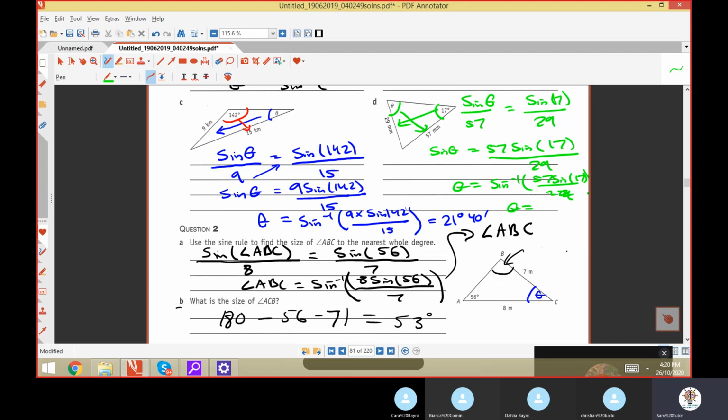Yeah, that's right. And then the final step will be cosine inverse. That's it.